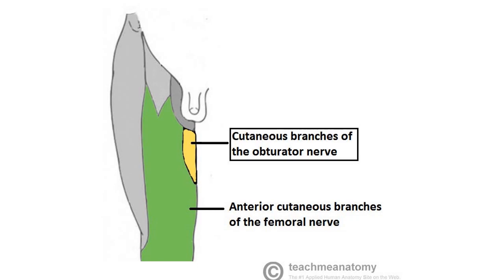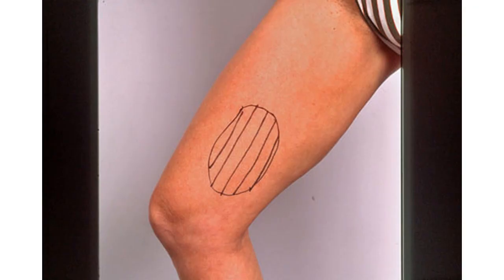This is a plan of innervation of the anterior part of the thigh. Now, the yellow marked area is the area supplied by the cutaneous branches of the obturator nerve. The cutaneous area supplied by the obturator nerve may overlap with other nerves, and sometimes it is lower down on the medial side of the thigh.